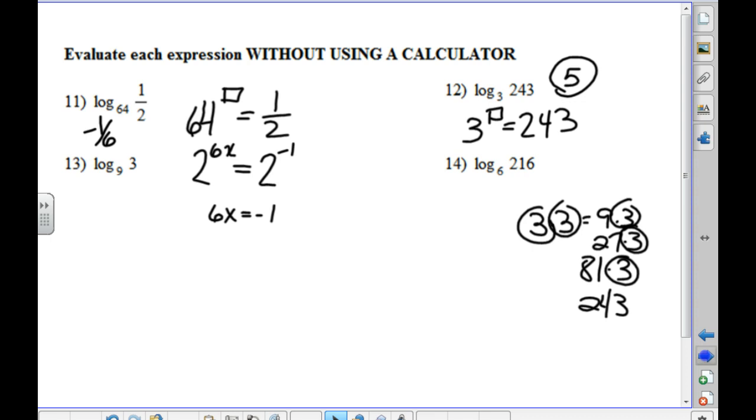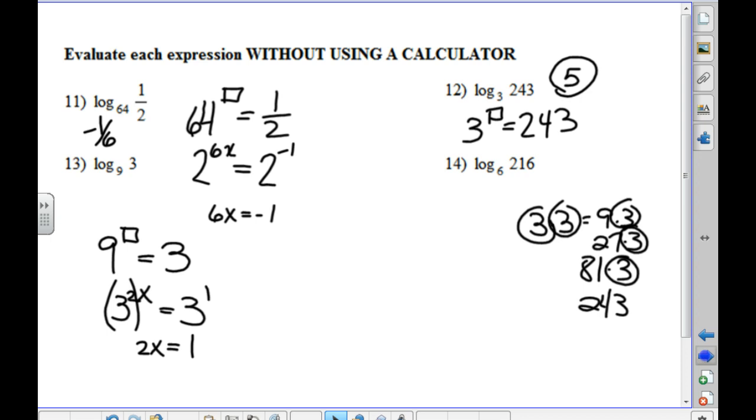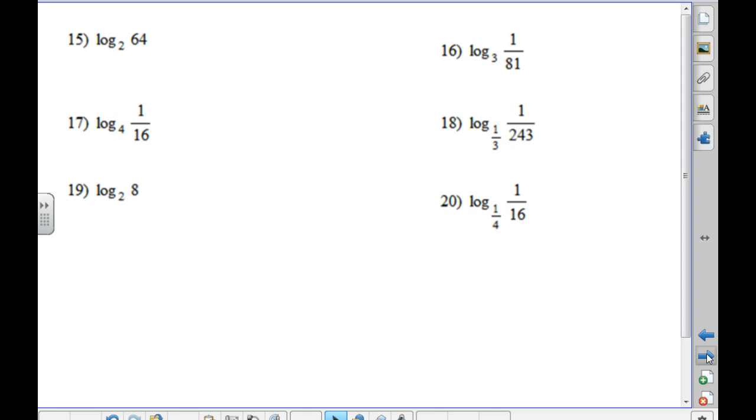So does that mean for 13 it'll be 1/3? This is 3 squared times some power, which is just a 2x. It's 1/2, right? 9 to what power is 3? The square root of 9 is 3, so that's the 1/2 power. Does that help? I didn't realize some of these were so tricky. They get fun.